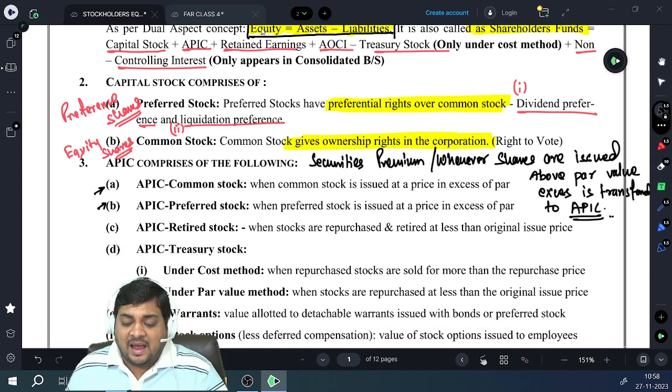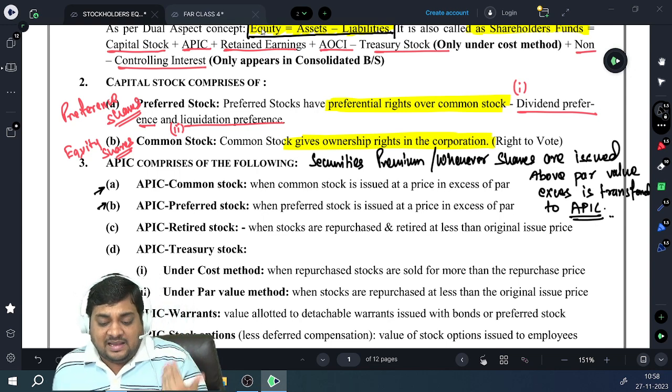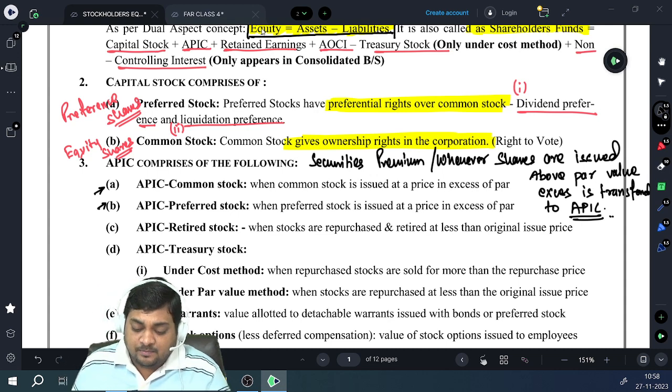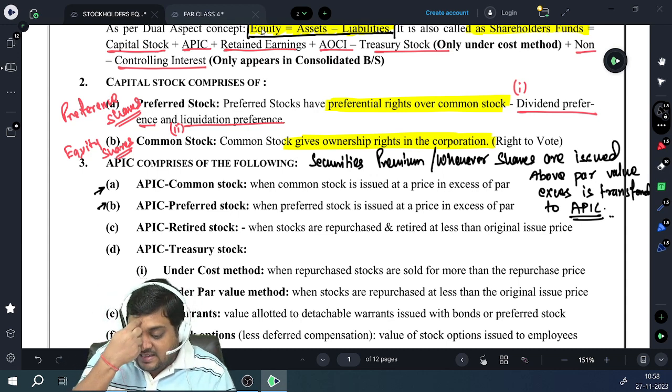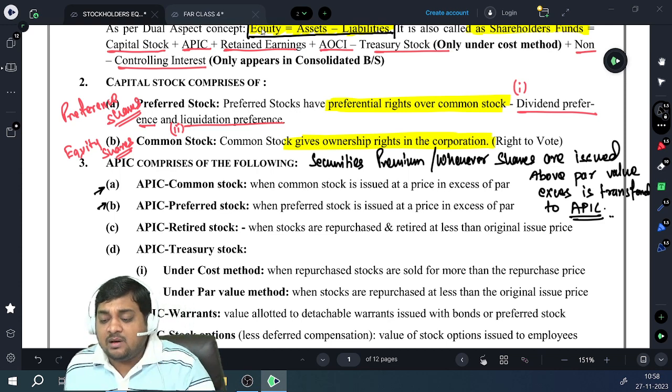Now, when you do a buyback, retired stock means you are just buying your shares and cancelling them, right? So when you are repurchasing your shares and cancelling them at less than the original issue price, then also there will be some profit which will be transferred to additional paid in capital. Additional paid in capital can arise in each of the following situations, which we will cover later when we do journal entries.